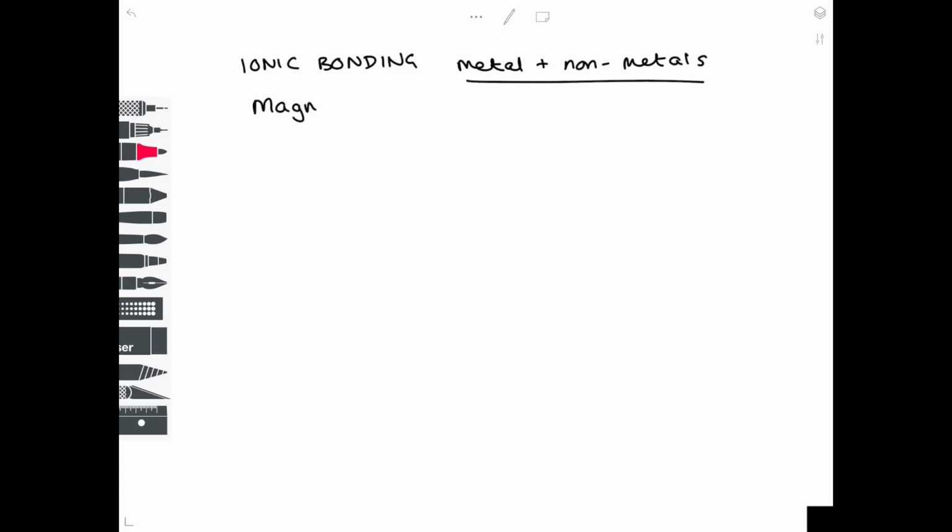Let's look at ionic bonding now. So it's ionic, which means it has to be a metal and a non-metal. Use your periodic table to double check that the two things you've been given are metals and non-metals. If they're not, they're asking about covalent bonding. So let's have a look at magnesium oxide, for example.